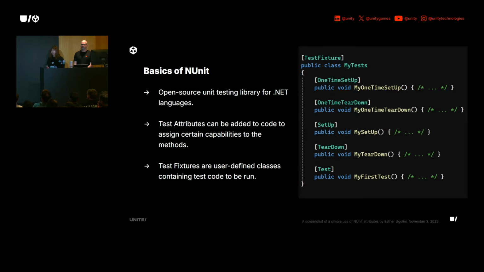A test attribute is itself a bit of code. You can see them in the screenshot here, surrounded by square brackets, that allows you to perform certain operations or give code certain capabilities. NUnit will invoke the method assigned to the test attribute at the appropriate time, if applicable. For example, this setup attribute indicates that the mySetup method should be run before every test belonging to this test class. And the test attribute indicates that my first test is a test.